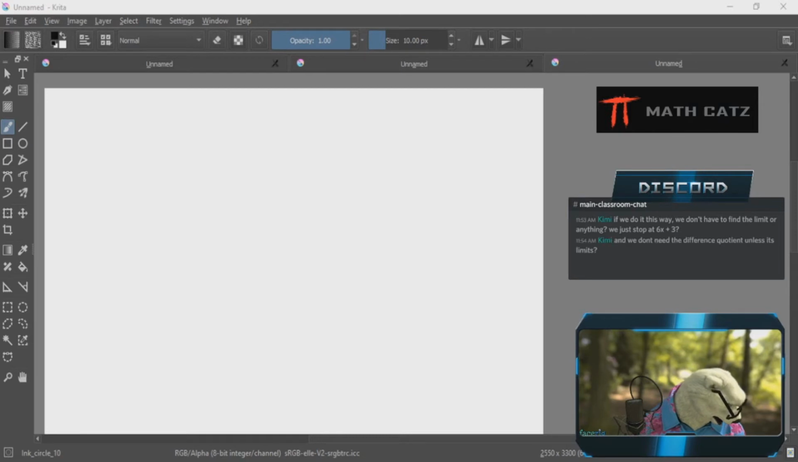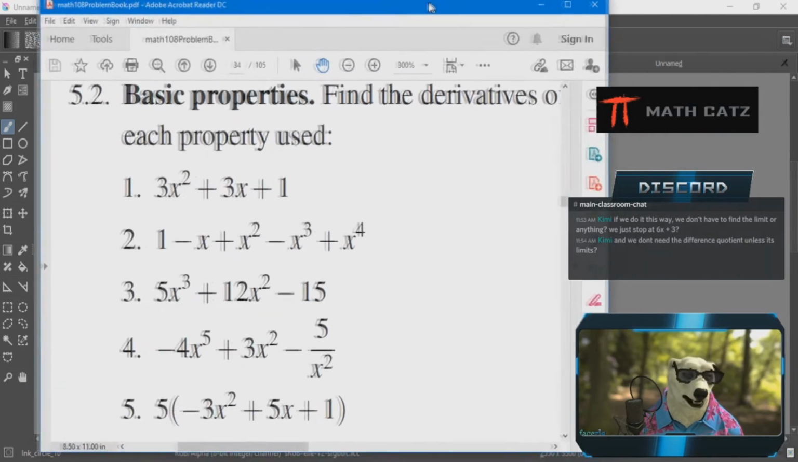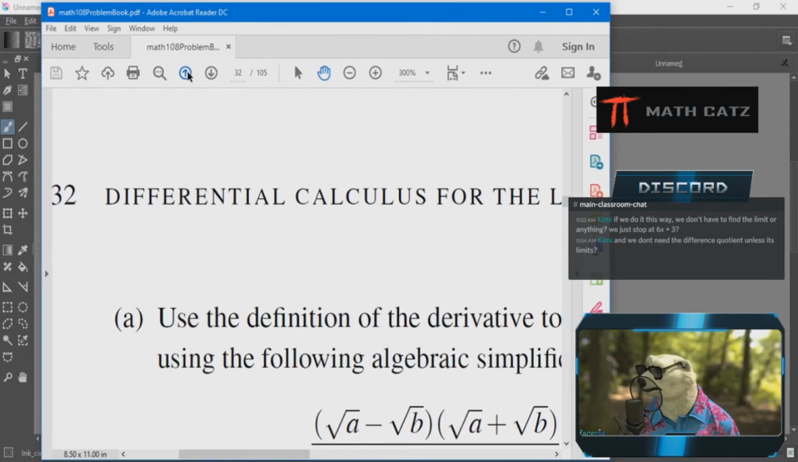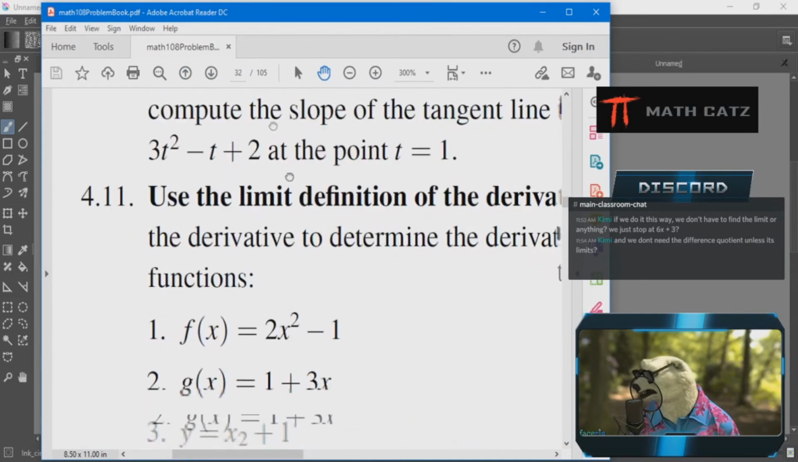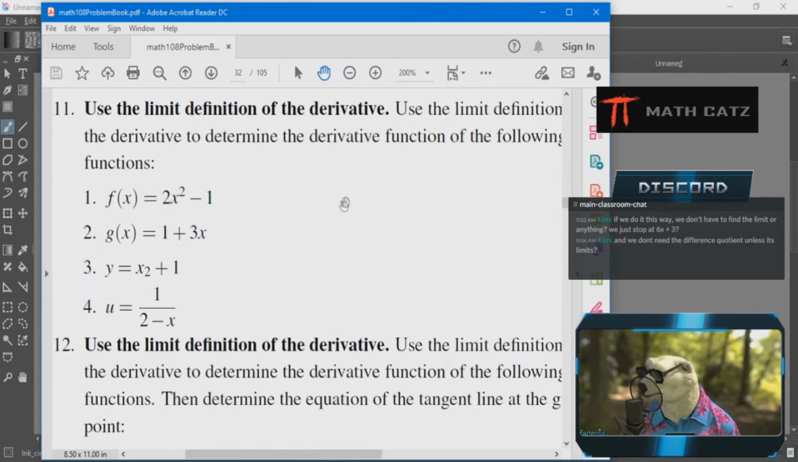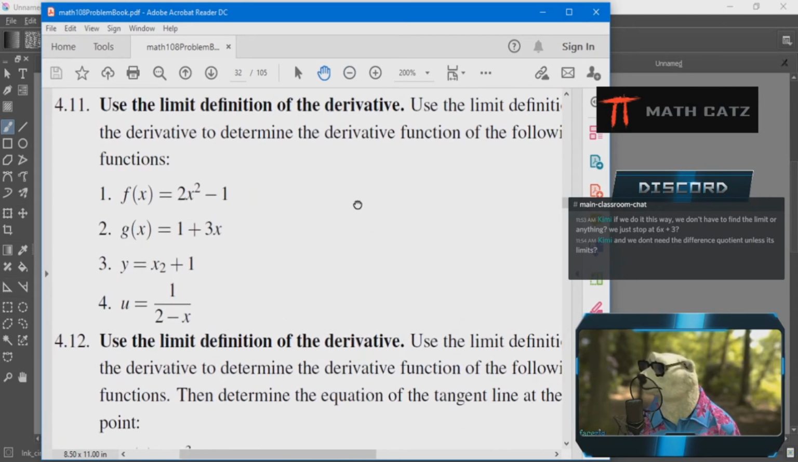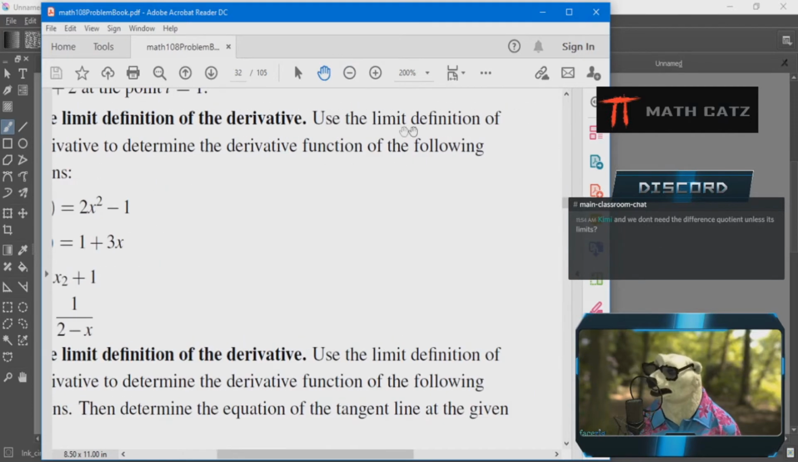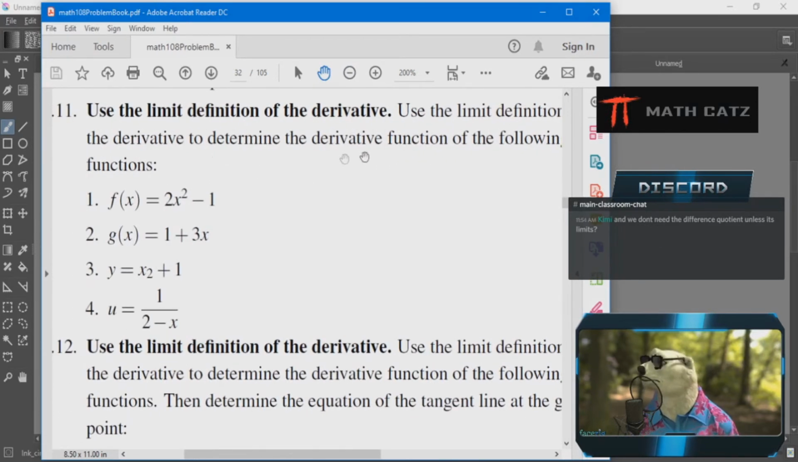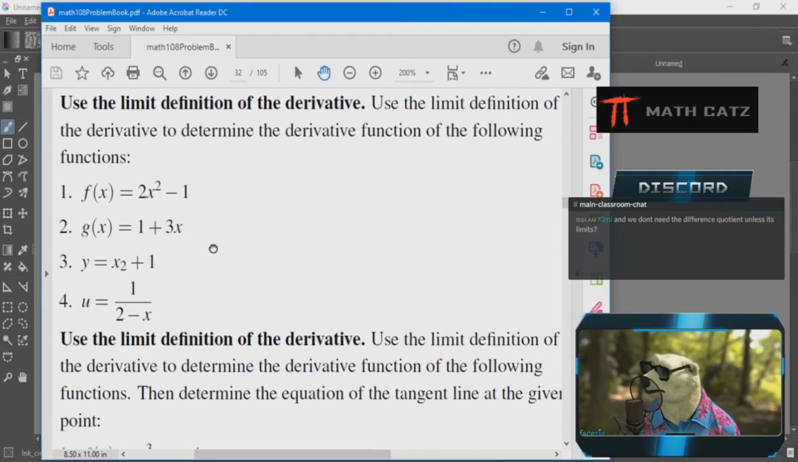Check a question here. If we do it this way, we don't have to find the limit or anything. No, the whole point is I don't want to touch that limit unless a question specifically says, use the limit definition to determine the derivative. I will not do the limit because it is tedious, time-consuming, difficult, messy, all of the bad stuff.